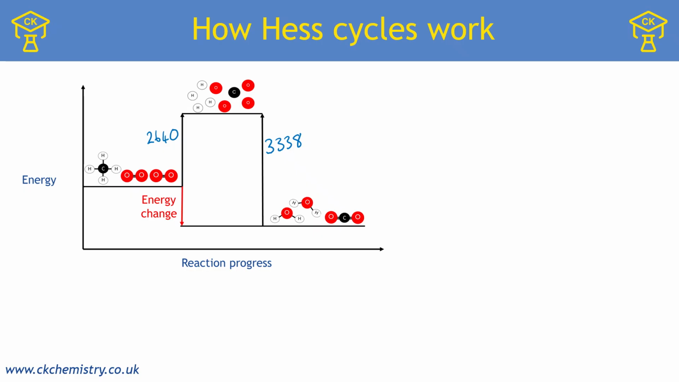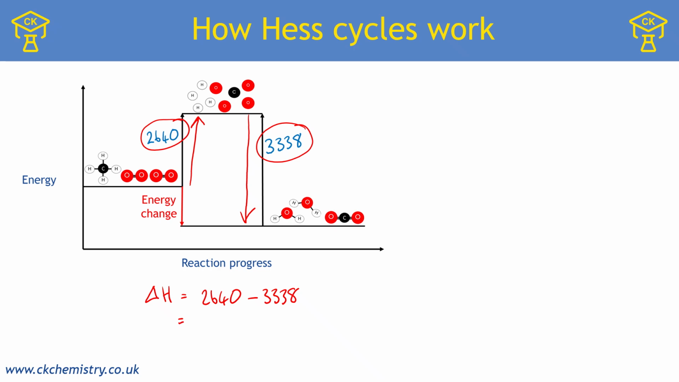And then to calculate the enthalpy change, we would do this value minus this value, and that's because what we're doing is we're breaking up, so we've got individual atoms, then we're putting the atoms back together to do this. Our overall enthalpy change, delta H, is 2640 minus 3338, which equals minus 698. So the reason that we're doing this, let's get into how this links to Hess cycles.